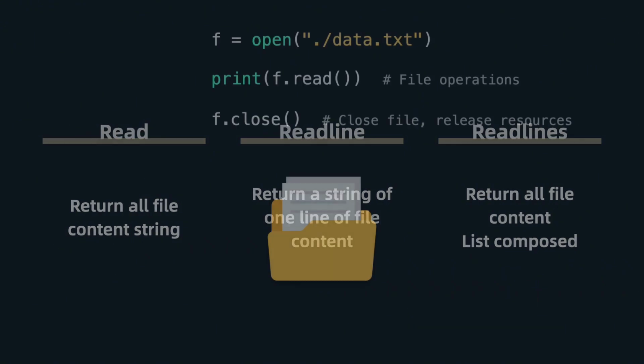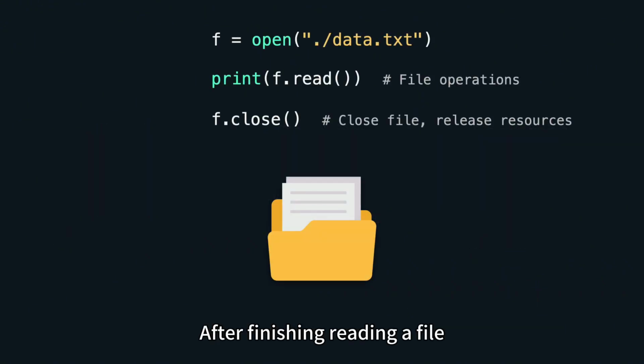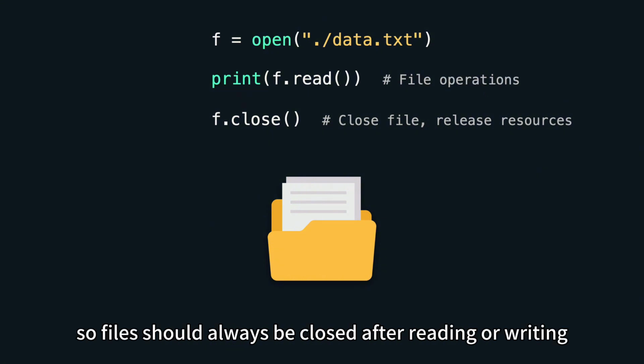After finishing reading a file, there's one more important step: closing the file. File objects have a close method. As the opposite of open, calling it releases system resources, so files should always be closed after reading or writing.